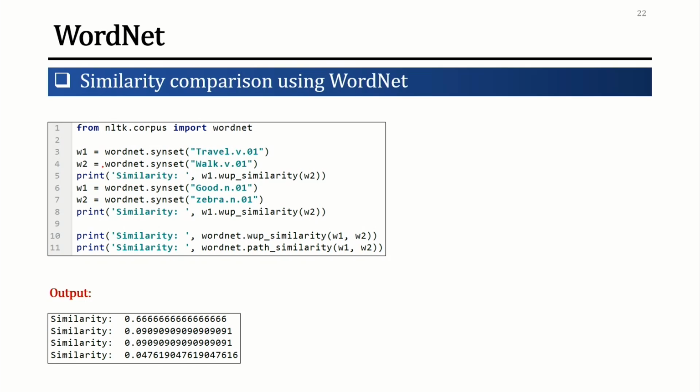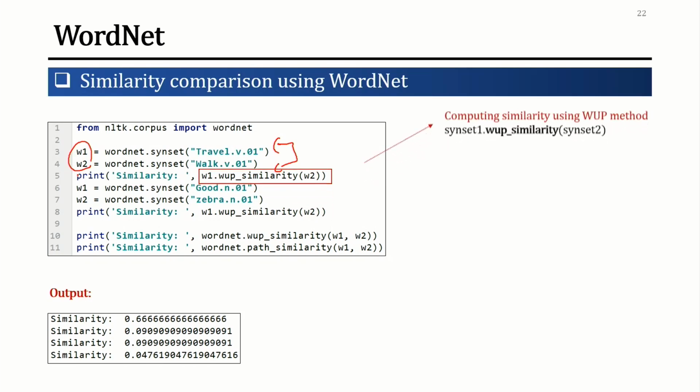So to use this one, we need to find the synsets first. So these are the synsets which are stored in w1 and w2. And next we can use the function wup_similarity, which allows us to compute the similarity using the Wu-Palmer method. So the WUP here is obtained from Wu-Palmer.